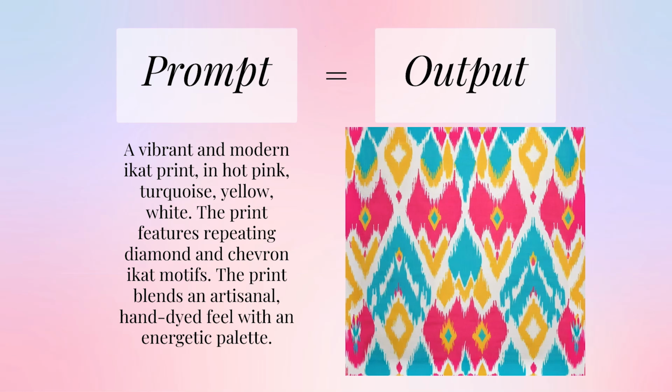Let's take a look at a prompt and its corresponding output: a vibrant and modern ikat print in hot pink, turquoise, yellow, and white. The print features repeating diamond and chevron ikat motifs. The print blends an artisanal, hand-dyed feel with an energetic palette.